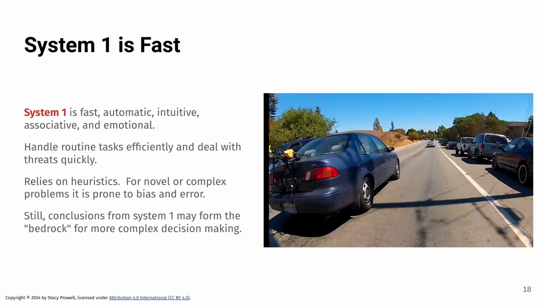System 1 is fast, automatic, intuitive, associative. You're in the same situation you were in before. You recall what happened in that situation and let you take an action. It's how you learn to do things. And emotional.